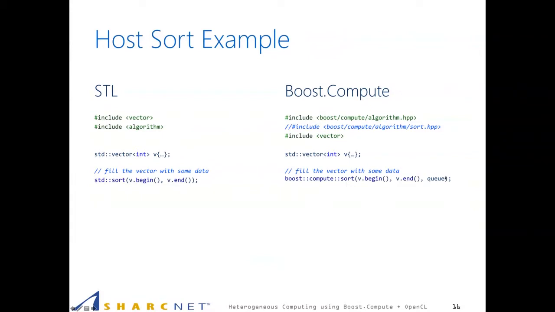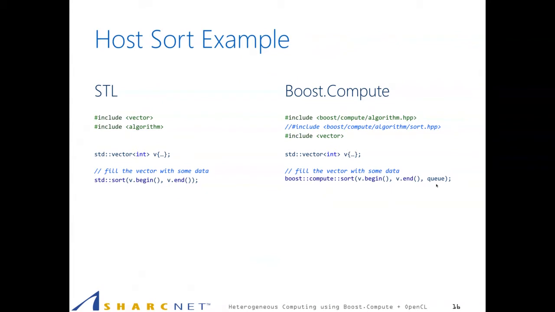And there is a third additional argument, which is a queue. You can omit this queue, so Boost.Compute then uses the default device and command queue for running that. But if you want to specify on which device and command queue your sort is running, then you can include it. In general, it's a good idea to not omit this parameter, but you can do that. Then it tries to run the sort on the default device and command queue.